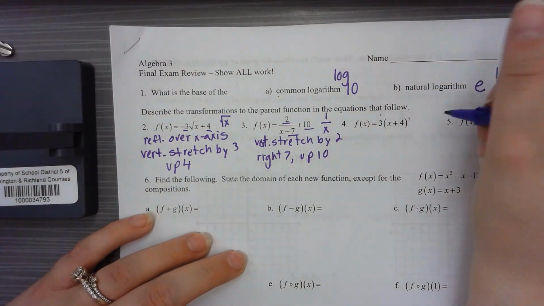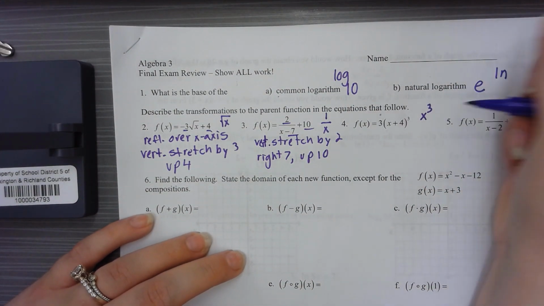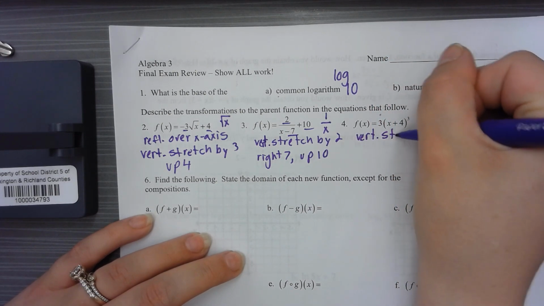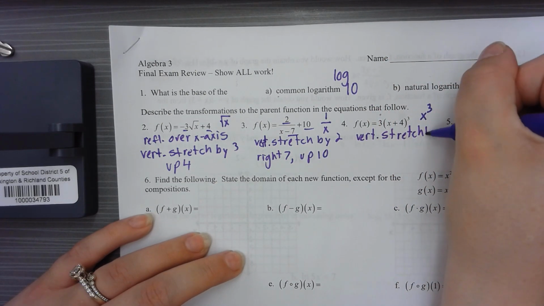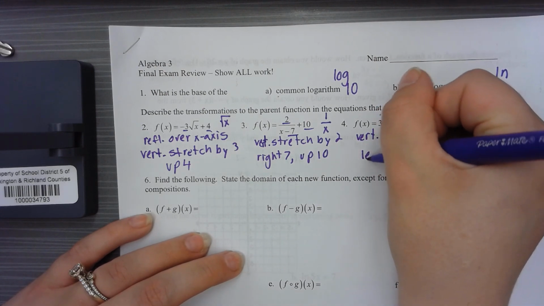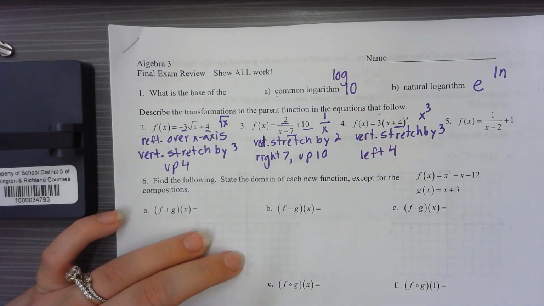Okay, so this is a parent function of x to the third. So that 3 is a vertical stretch by 3. That 4 inside is going to the left 4. Again, it's the opposite of what we think.